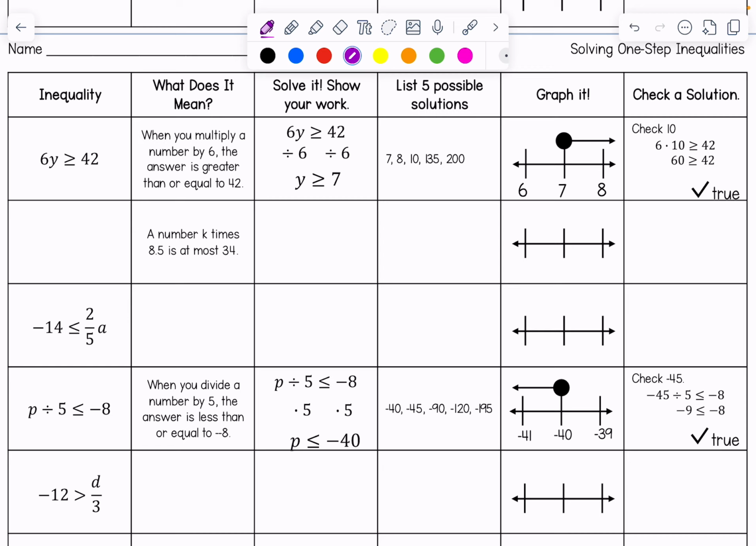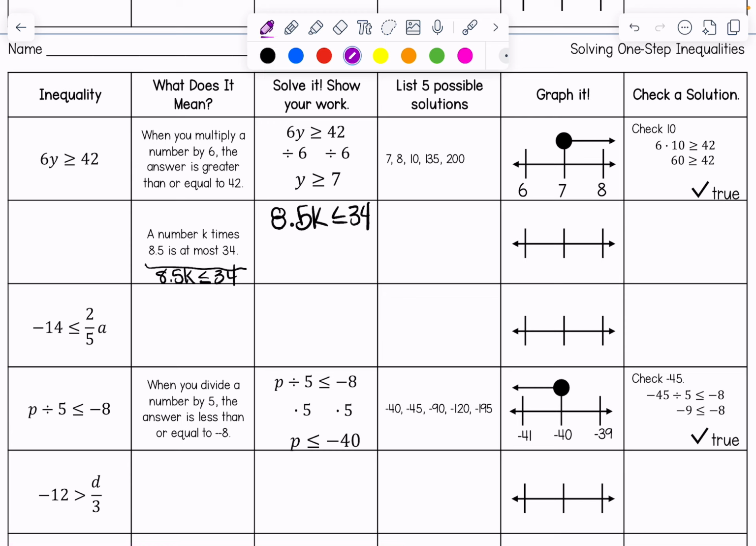These inequalities now involve multiplication and division. So we're going to look at some of these. So actually I'm going to look at this one right here, where you're given what it means, but then you have to write out the inequality. So a number k times 8.5 is at most 34. Well, at most, I know is the less than or equal to symbol. And then a number k times 8.5, the best way to write that would be 8.5k. So I end up with 8.5k is less than or equal to 34.